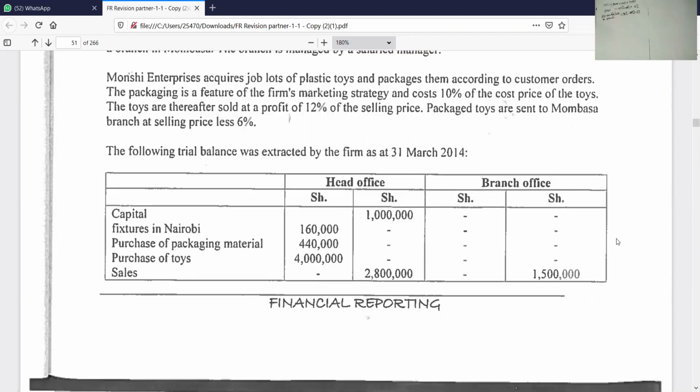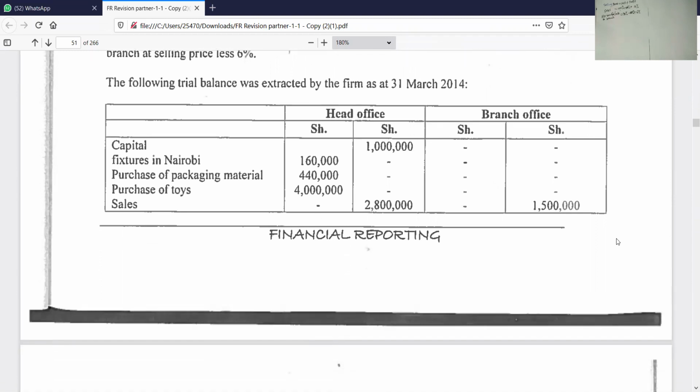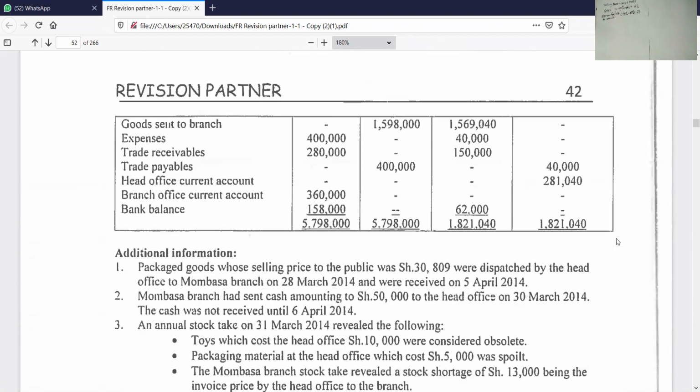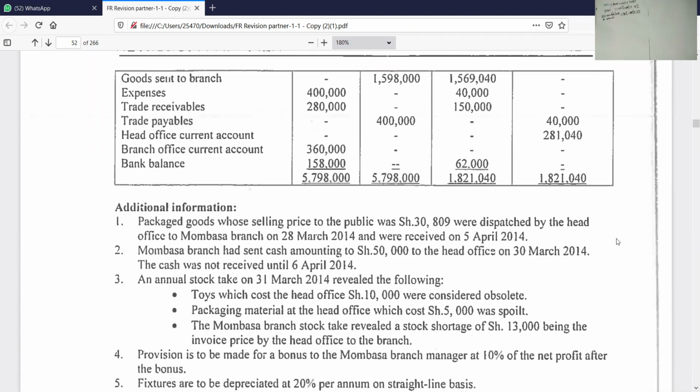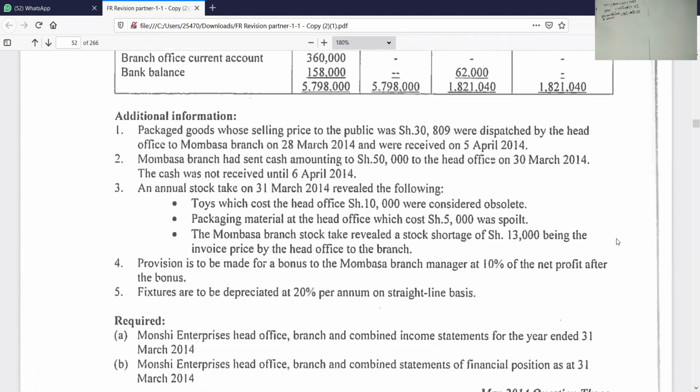So you are given a trial balance there. You can see for head office, for branch. So I don't have to read the transactions in the head office and the branch. You know it's all about assets, liabilities, expenses, incomes, all of those items. Additional information.